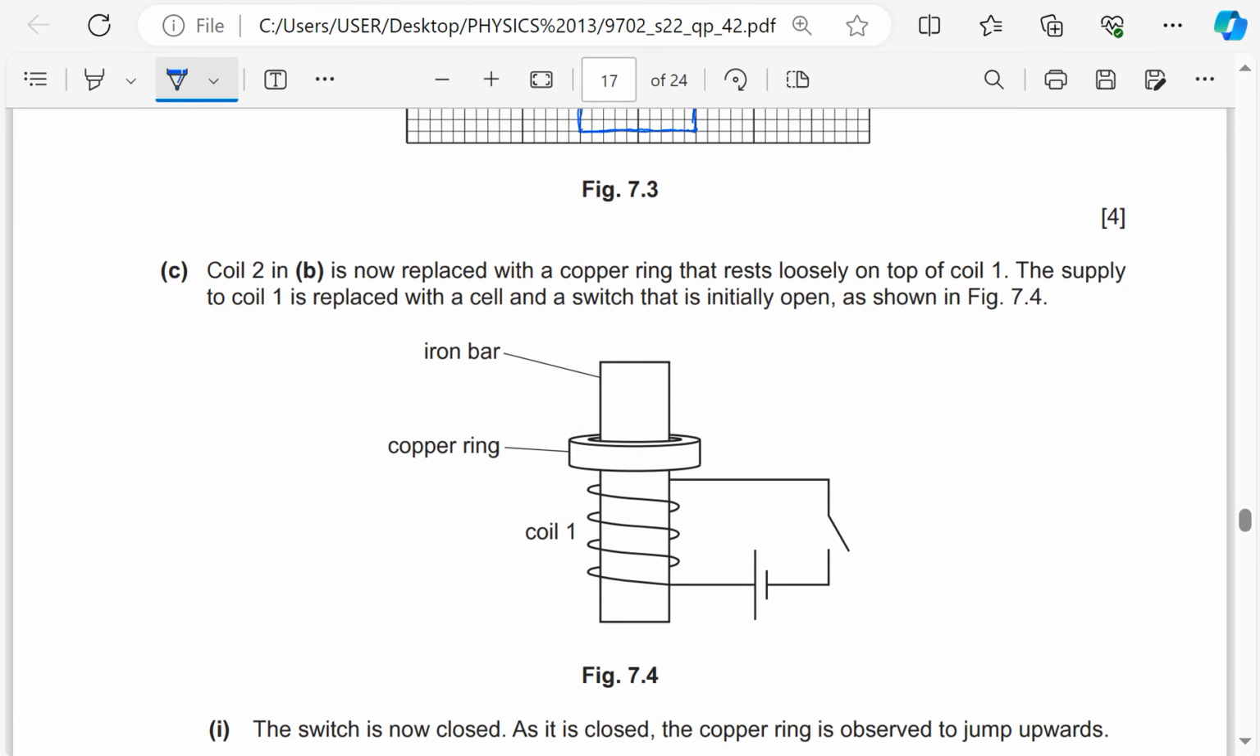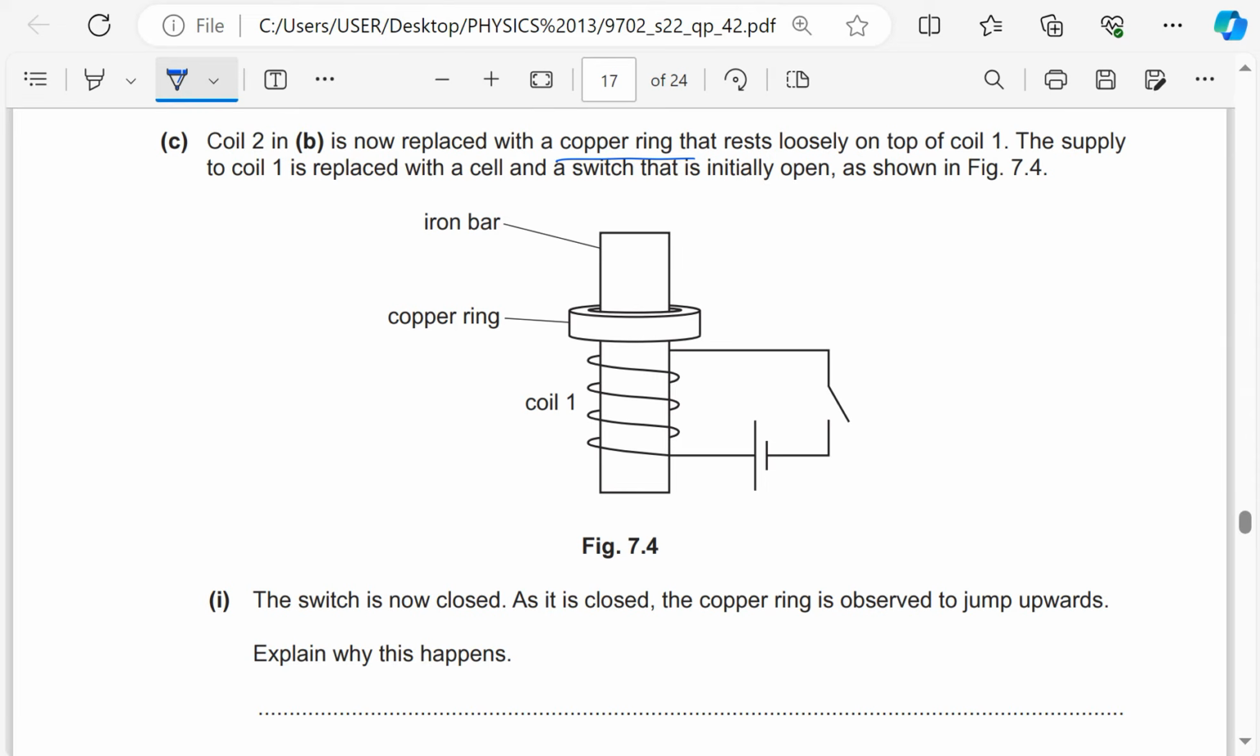Then coil 2 is now replaced with a copper ring that rests loosely on top of coil 1. The supply to coil 1 is replaced with a cell and a switch that is initially open, as shown in the figure. Of course, remember the cell provides a constant DC. There's only a change in magnetic field when we close, where it goes to maximum, and when we open, where it just goes to 0. In both cases, when it becomes constant, the ring will jump and come back to its normal position.